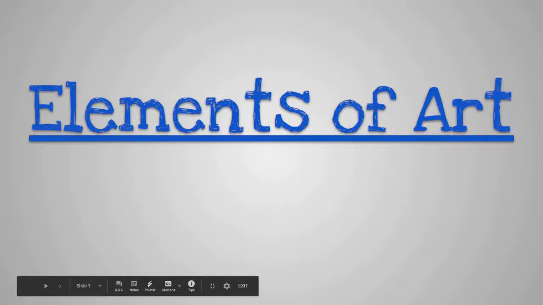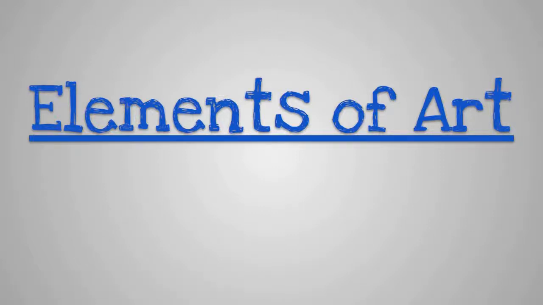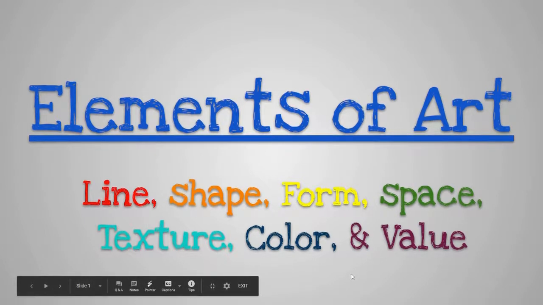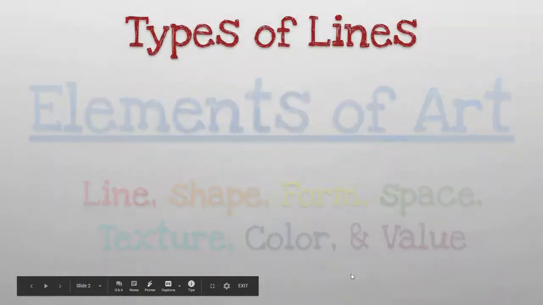Hi kids, today we're going to be talking about the elements of art. The elements of art include line, shape, form, space, texture, color, and value. Today we are going to be focusing on line.